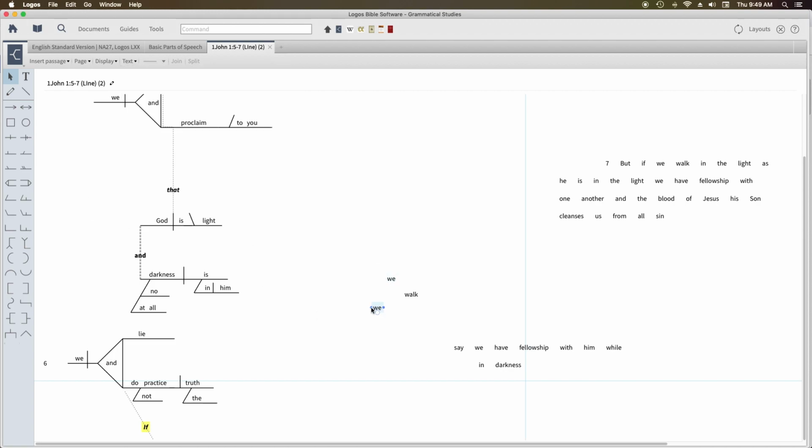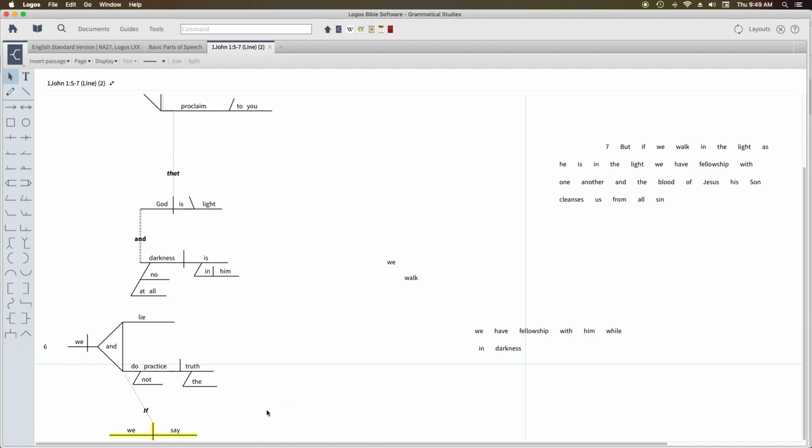And then, if what? If we say. So we need subject and verb. And you see what I was talking about, how that pops up, but then the page kind of scrolls down as you put the shapes in. So, okay, we got another unique thing here. We have if we say we have fellowship.